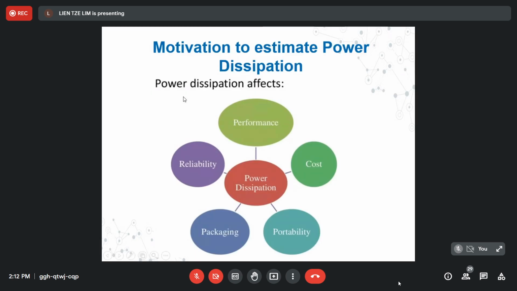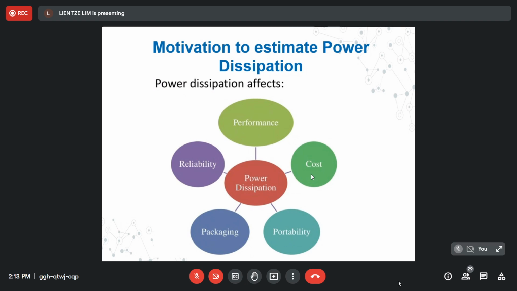Okay, power dissipations affect many ways. It will affect the performance, reliability, packaging, portability, and cost. So cost will be increased if power dissipation is high. And then the cost will include the cost of cooling, to reduce the power dissipation.